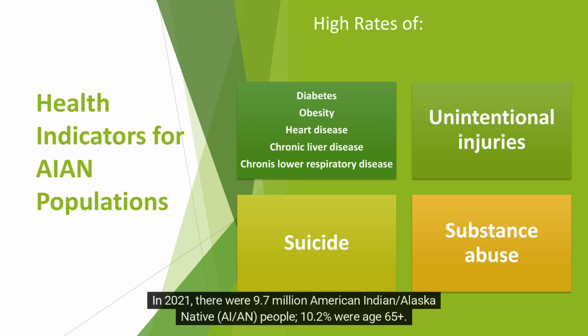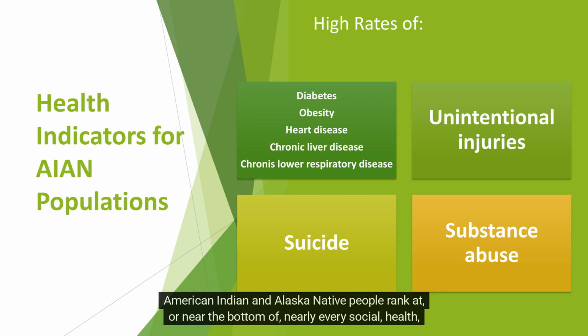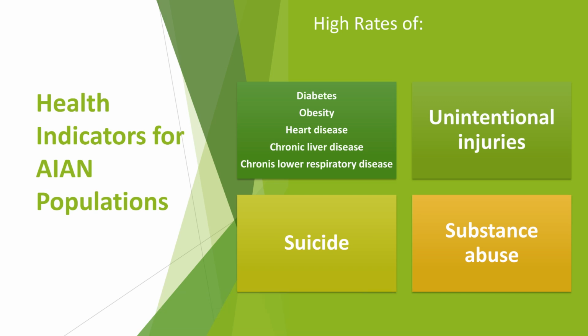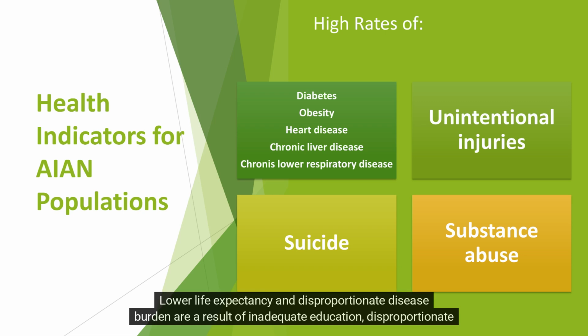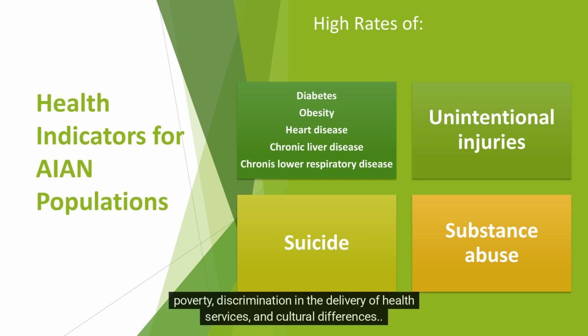In 2021, there were 9.7 million American Indian Alaska Native, AIAN, people, and 10.2% were age 65 plus. American Indian and Alaska Native people rank at or near the bottom of nearly every social, health, and economic indicator. Lower life expectancy and disproportionate disease burden are a result of inadequate education, disproportionate poverty, discrimination in the delivery of health services, and cultural differences.